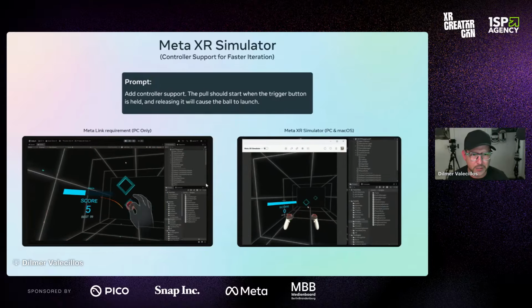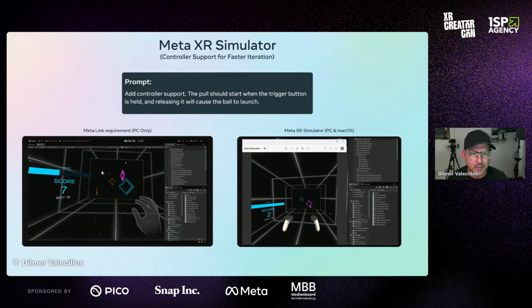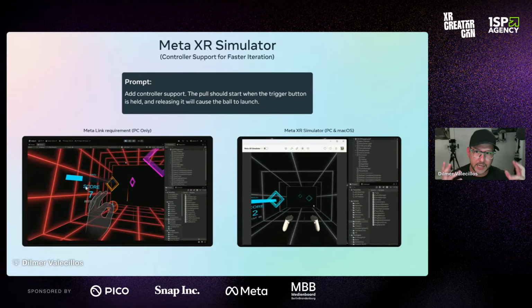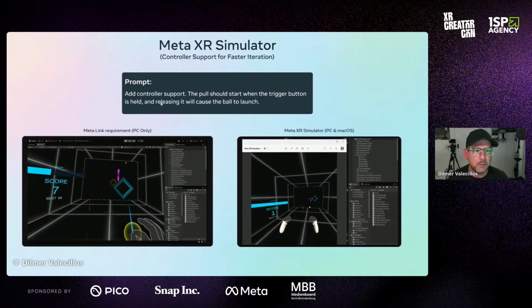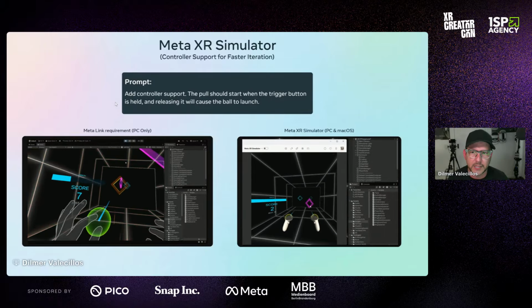But you can see here that I was able to test a Meta Link requirement, tested on Meta Link by using the headset, and I was also able to test this on the simulator after I executed the prompt that added controller support.